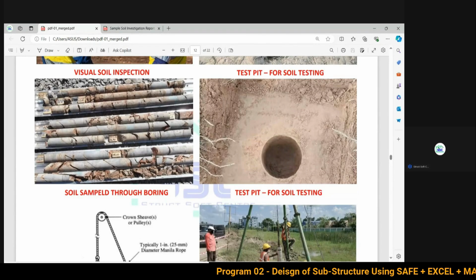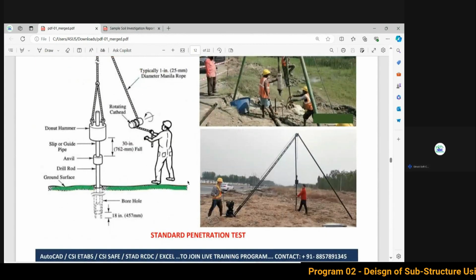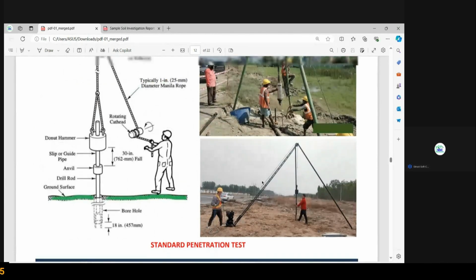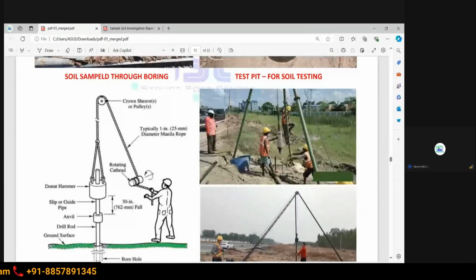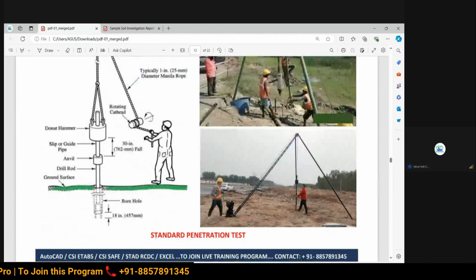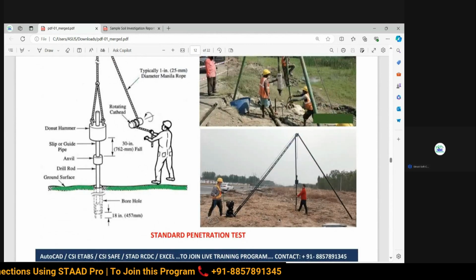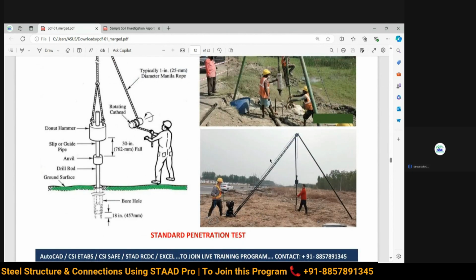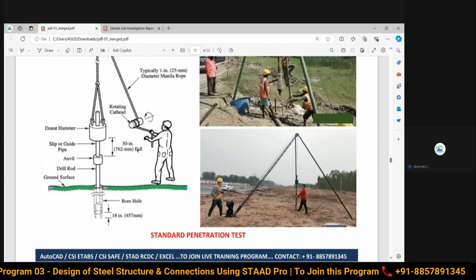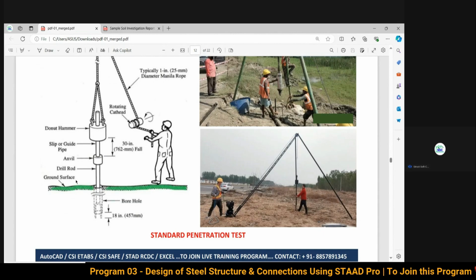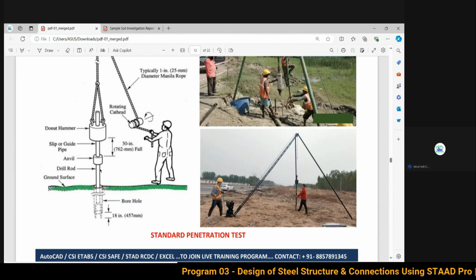Thereafter is the standard penetration test. There we find out the stiffness and the density of the soil. What we do is drop a weight over the soil, hammering over it, and count how many blows are required to make that borehole and put in the drill.